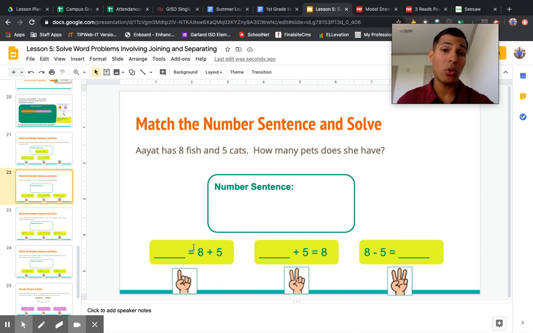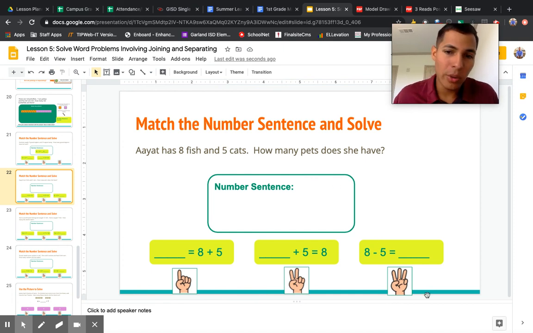Are we trying to find a whole? Is there an action? Trying to find a part? What are we doing? Trying to find a whole, right? Because we want to find out how many pets she has in total. So we're losing pets. We're trying to find how many she has altogether. We're adding her pets together, right?